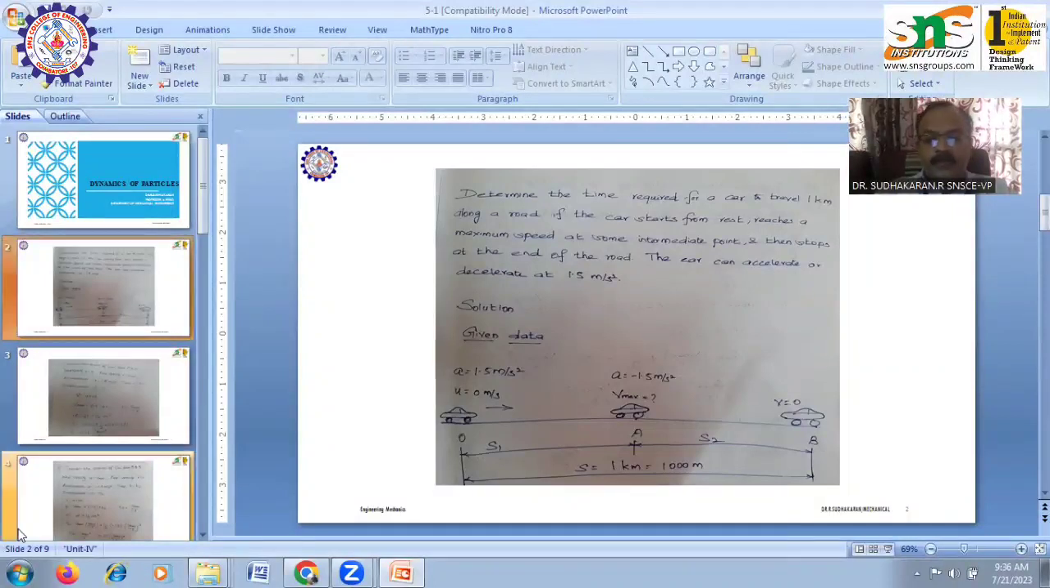Now the car starts from rest. The below diagram explains this. The car starts from rest, its acceleration is 1.5 meter per second square, and it covers 1 kilometer, that is 1000 meters. Intermediate to this, it finally comes to rest again at point B, and its final velocity is 0. At this particular point the brakes are applied and the car starts to decelerate. So this is about the problem.